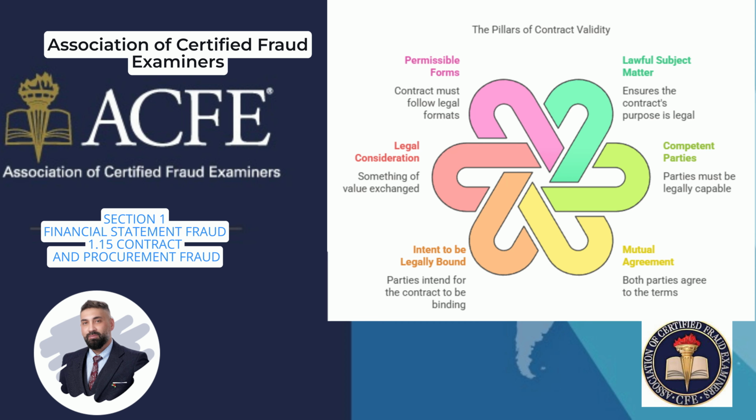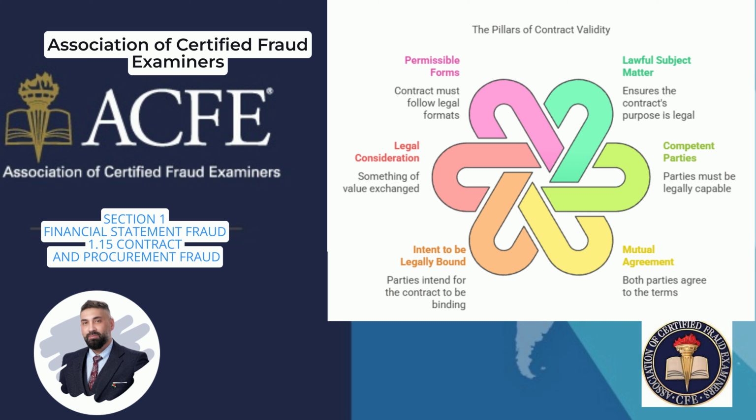Let's start with contracts, the very backbone of any procurement process. A contract is like a handshake, but one that's enforceable by law, ensuring both parties deliver on their agreed promises. But what exactly makes a contract valid or enforceable? At its heart, a contract must meet 6 essential elements: a lawful subject matter, competent parties, mutual agreement, intent to be legally bound, legal consideration, and adherence to permissible forms. Think of these as the sturdy pillars holding up a bridge. If even one pillar is missing or cracks under pressure, the entire structure of the contract could collapse.